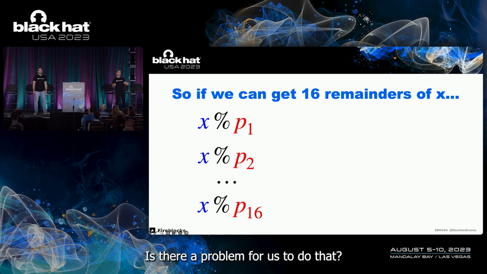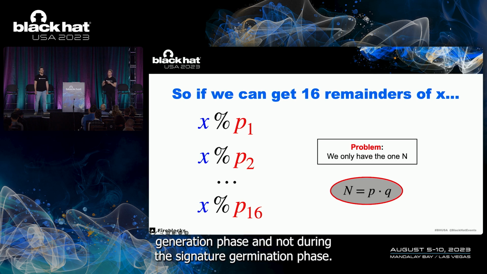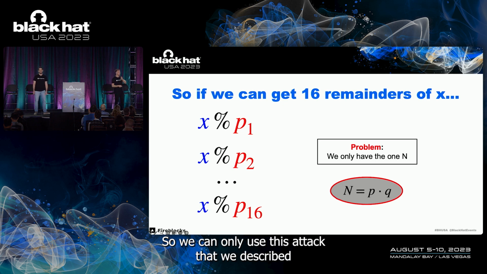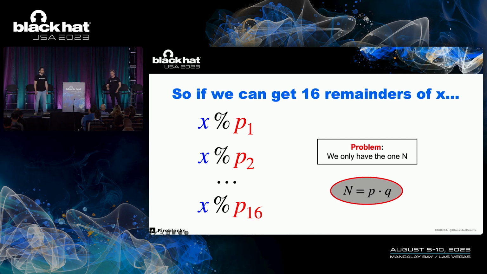Is there a problem for us to do that? Actually, there is. We only have one n. N is chosen during the key generation phase and not during the signature generation phase. So we only have one n and therefore one p per wallet. So we can only use the attack that we described to achieve the very first leakage, which is 16 bits of size. What can we do now?